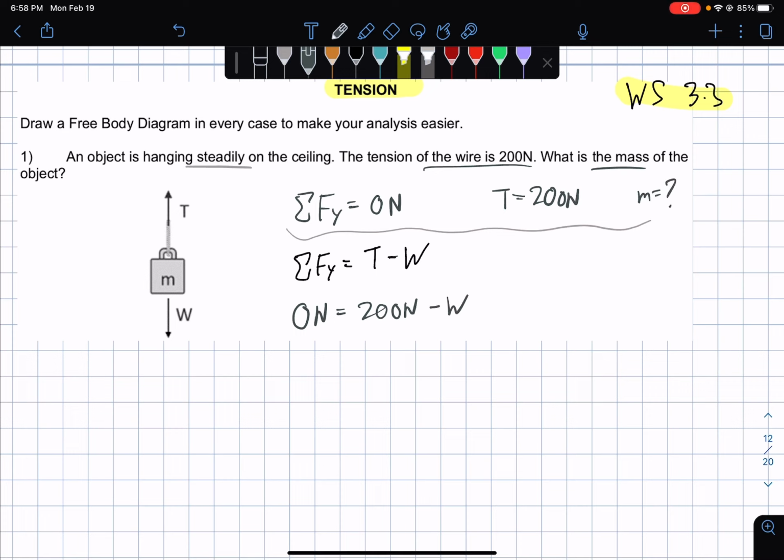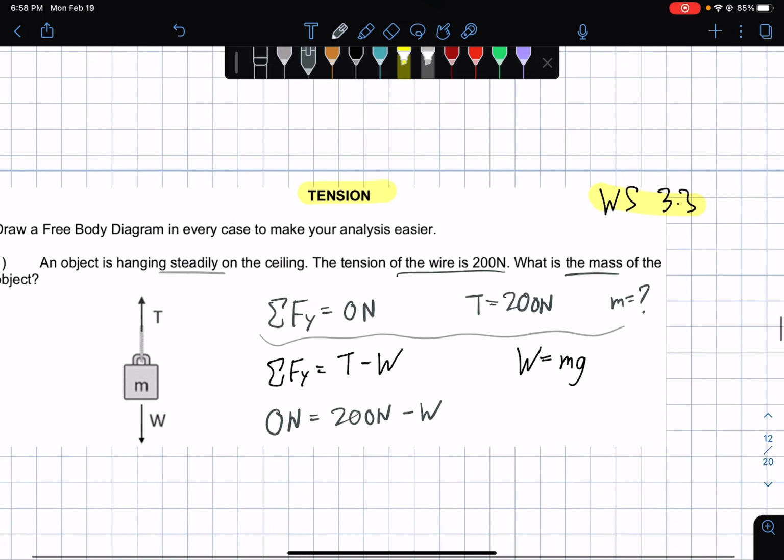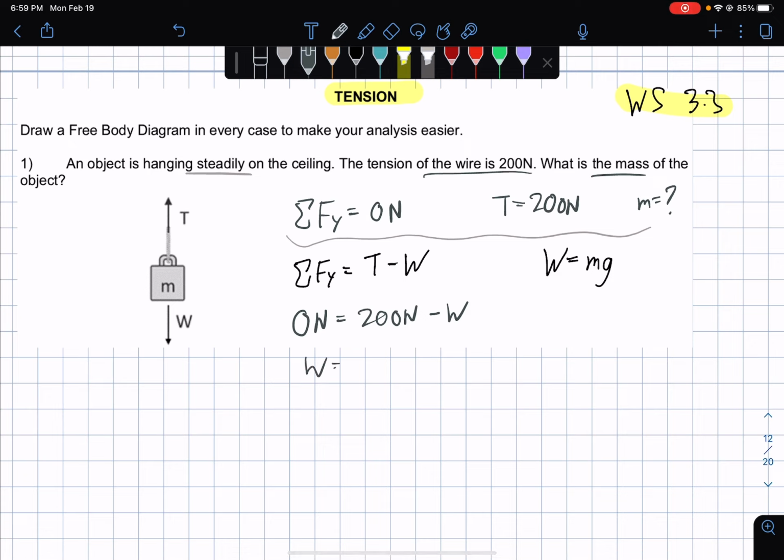And how do we look for the weight? There's another formula. Weight is equal to mass times the gravitational acceleration. We do know the value of summation Fy and tension. Therefore, we can look for weight. I suppose we transpose weight to the other side, and then that's it. We know that weight is 200 newtons, and utilizing the formula that was written earlier, 200 newtons, then put the mass there. Gravitational acceleration is 9.8 meters per second squared.